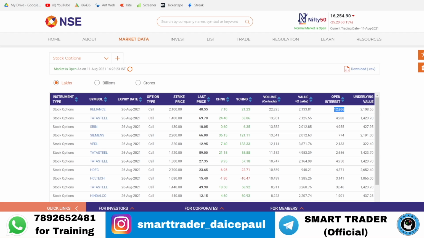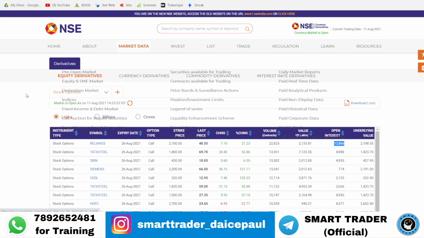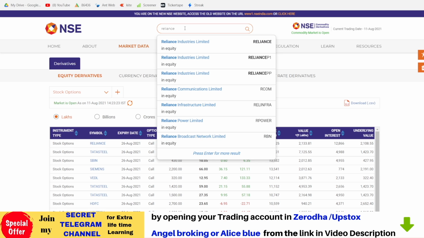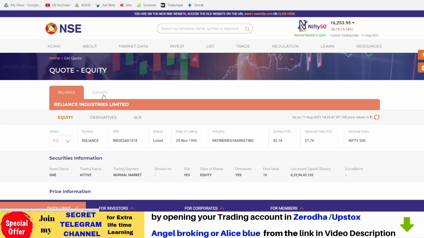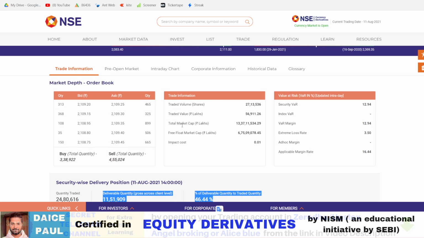Okay, or if you don't know which broker to use and you want to do only practice, then go to market data. Let's say stock option is here, or directly go to any company which you want. Let's say Reliance here. I'll show you the direct method. Go to Reliance. So this is the stock. You get to know how much delivery there is; today 24 lakh quantity traded. In this, 11 lakh is deliverable quantity, so 46%, and all that information you get.